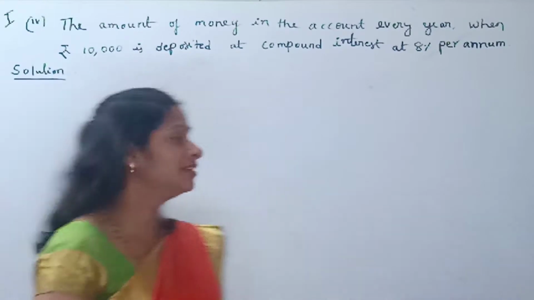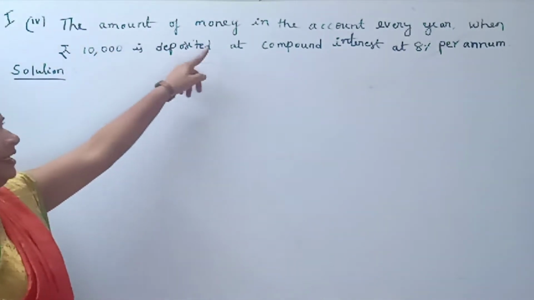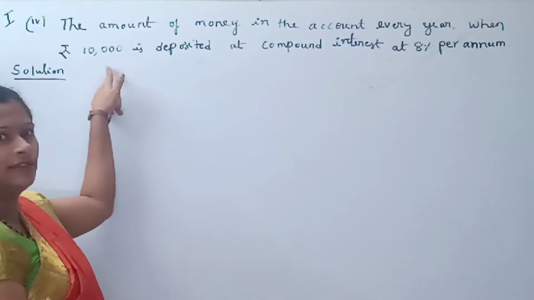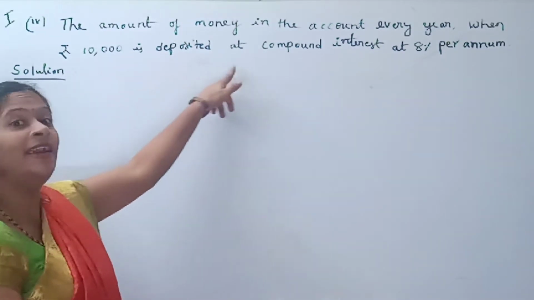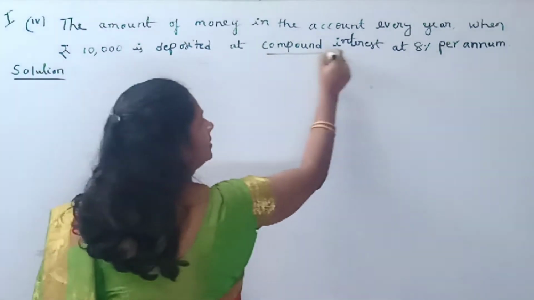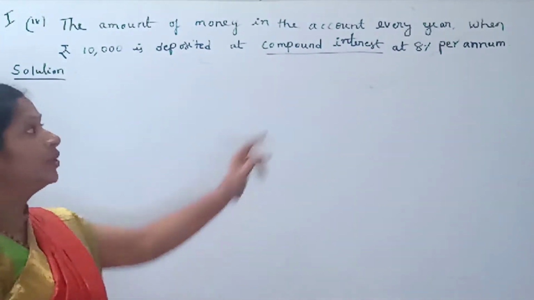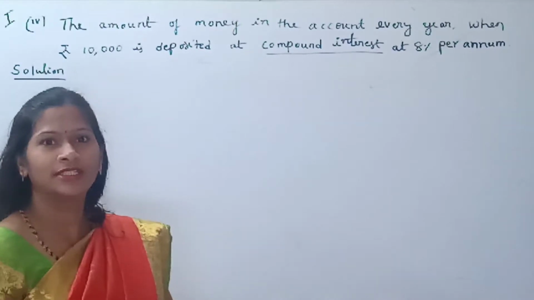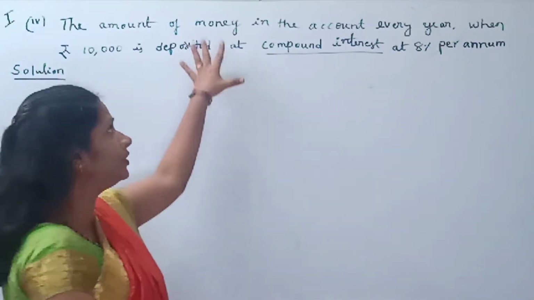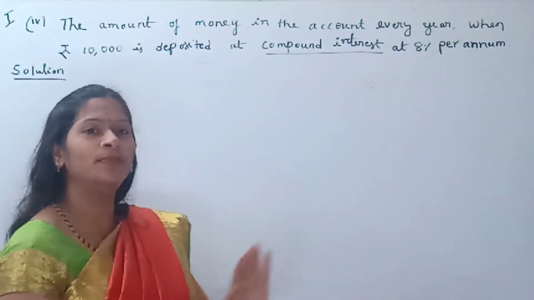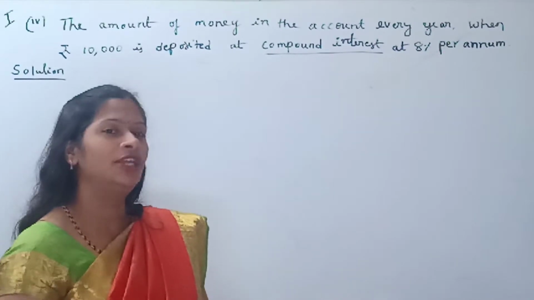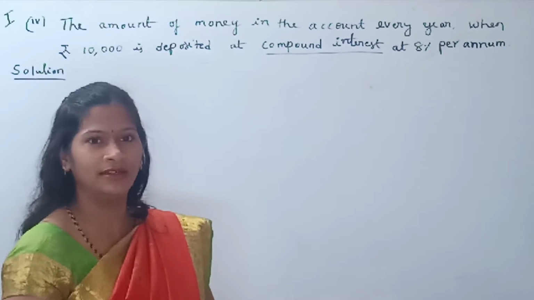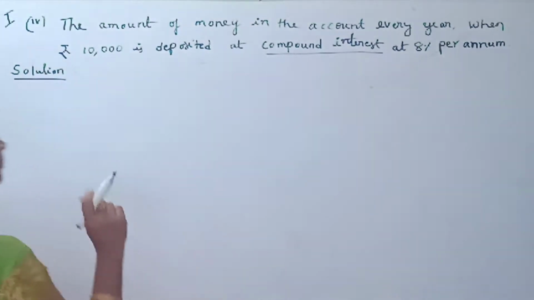Coming to the question, the amount of money in the account every year when rupees 10,000 is deposited at compound interest at 8% per annum. Is it clear? Now you have to tell whether this situation forms an AP or not. If it forms an AP, you have to give the reason for that. Is it clear? Let us work on this.